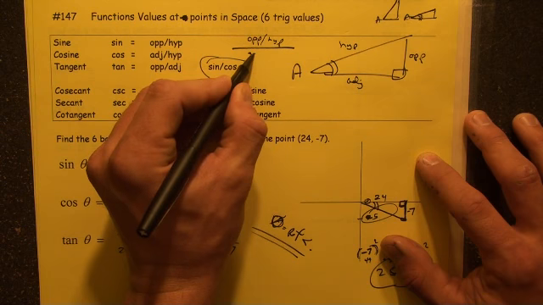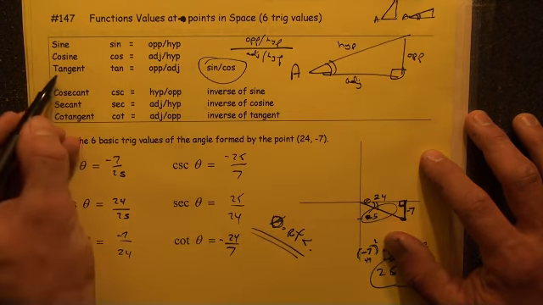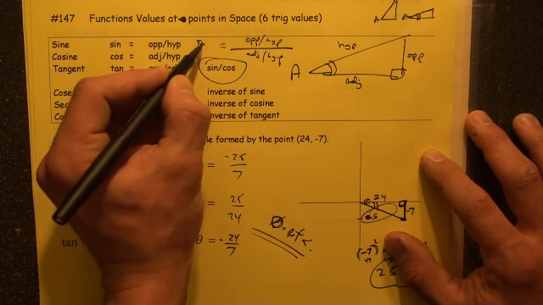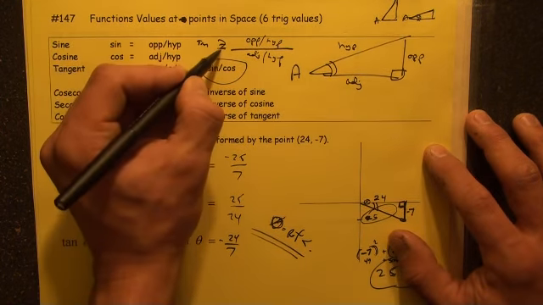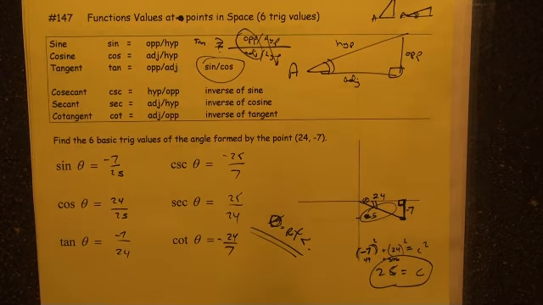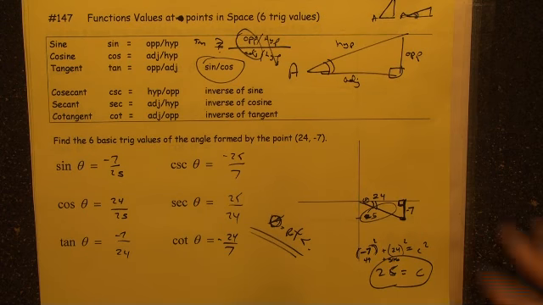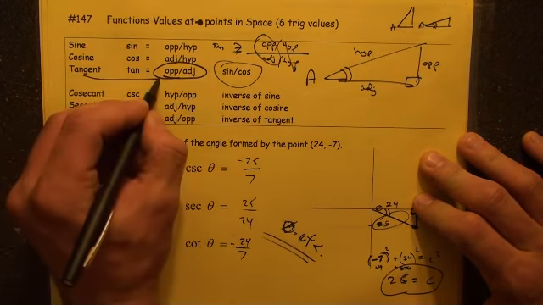Cosine is adjacent over hypotenuse. And this is equal to tangent. Is it equal to tangent is the question. And the answer is yes. The hypotenuses will cancel out. Look what you get. Opposite over adjacent. There you have it. There's the verdict. So tangent can be thought of as opposite over adjacent for geometry people.